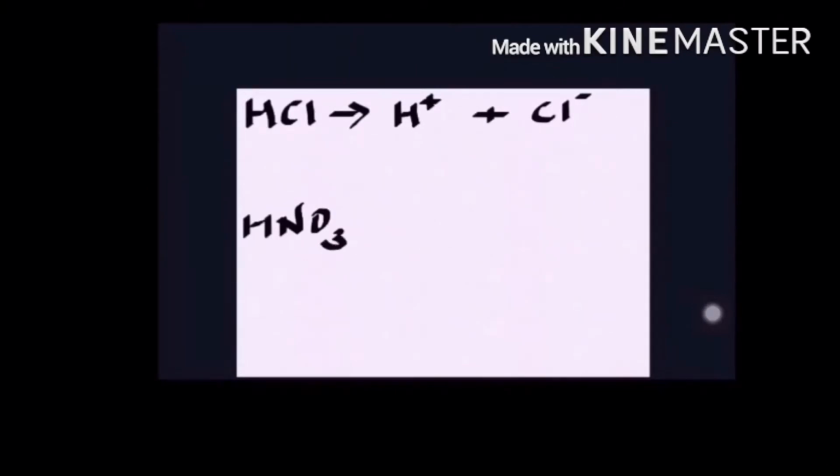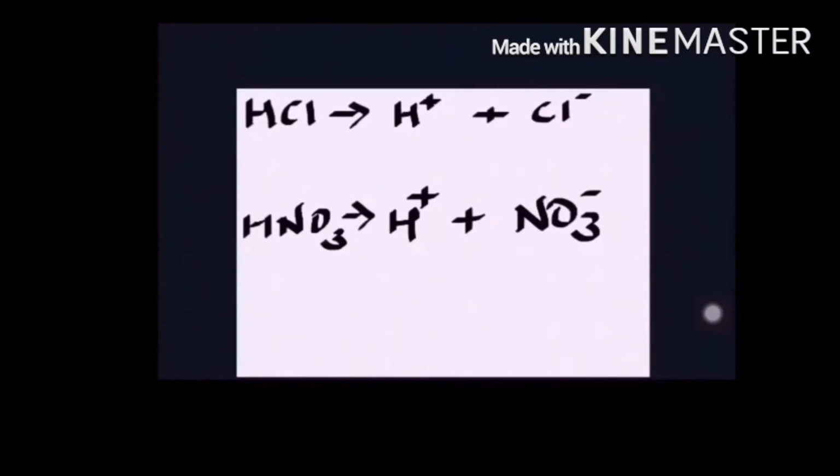I am going to take examples of two molecules. The first molecule example is HCl, which means hydrochloric acid. Hydrochloric acid gives me H plus radical and I'm getting Cl minus radical. I am going to take another example, that is HNO3. This molecule is nitric acid. Nitric acid gives me H plus and I'm getting NO3 minus.